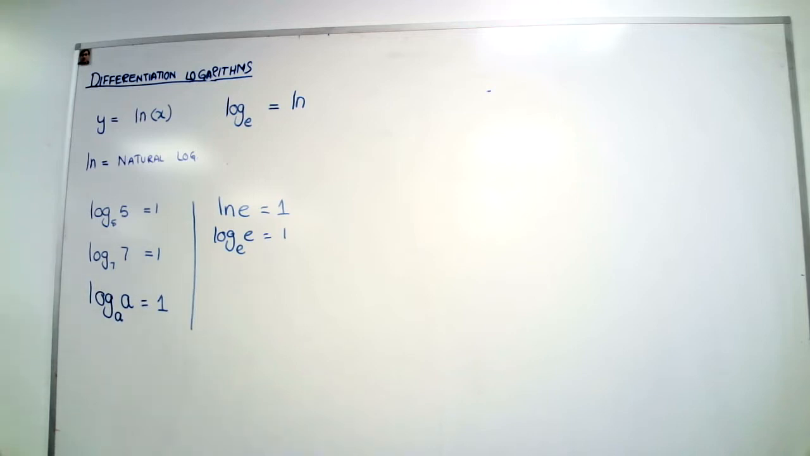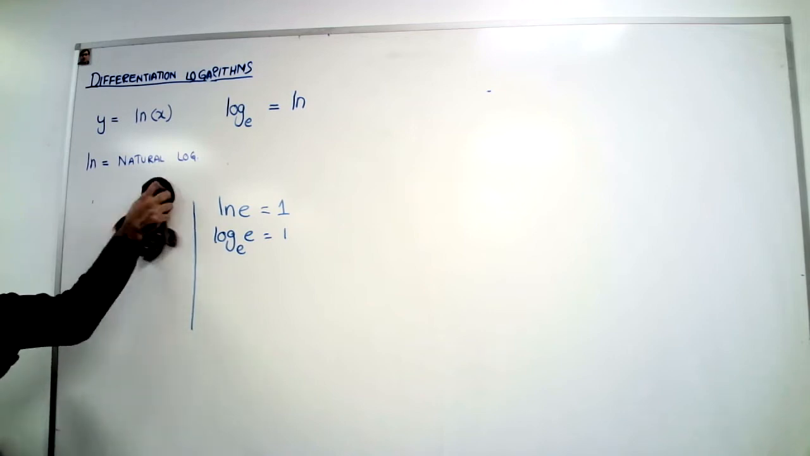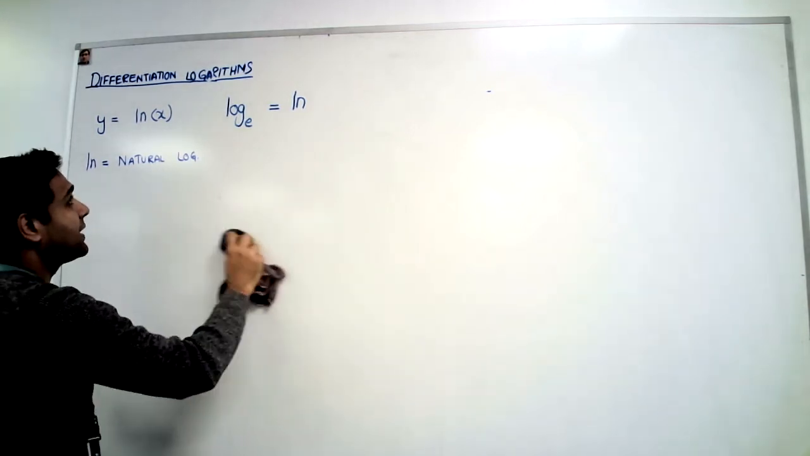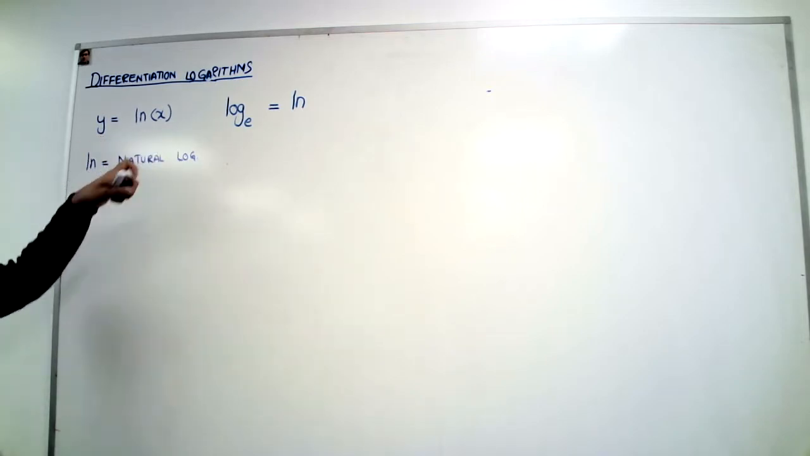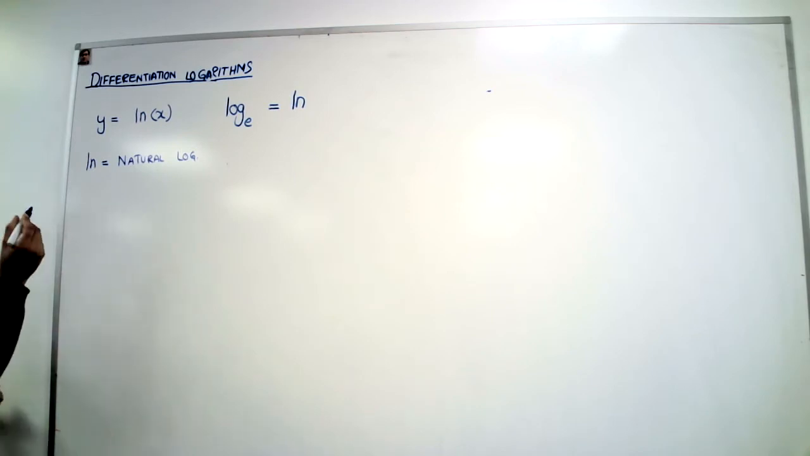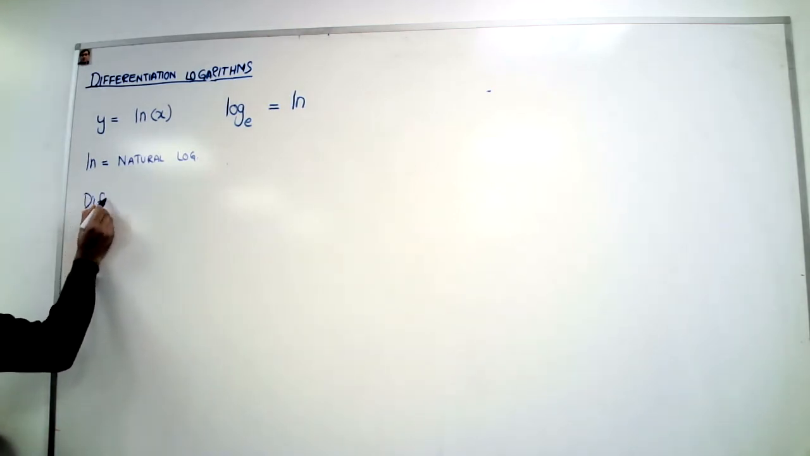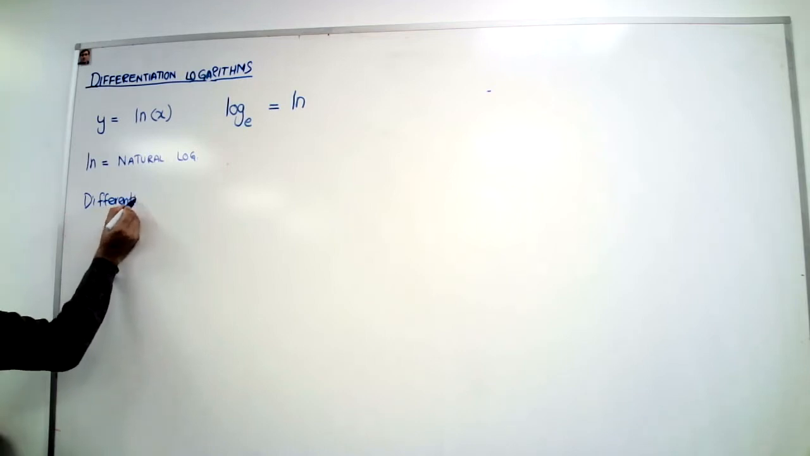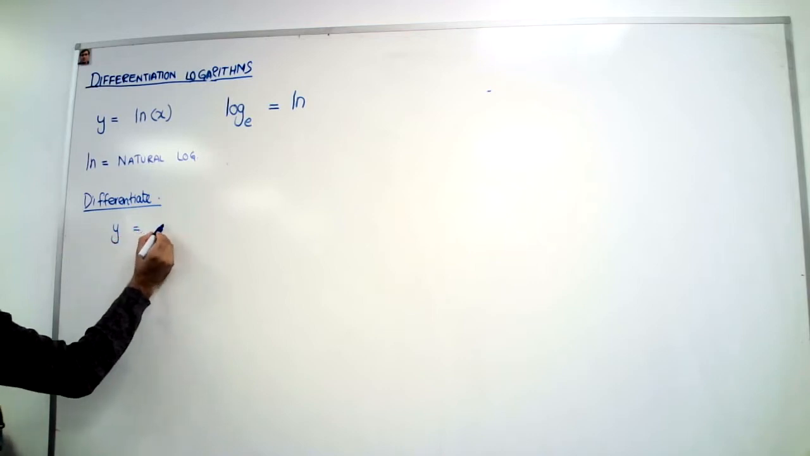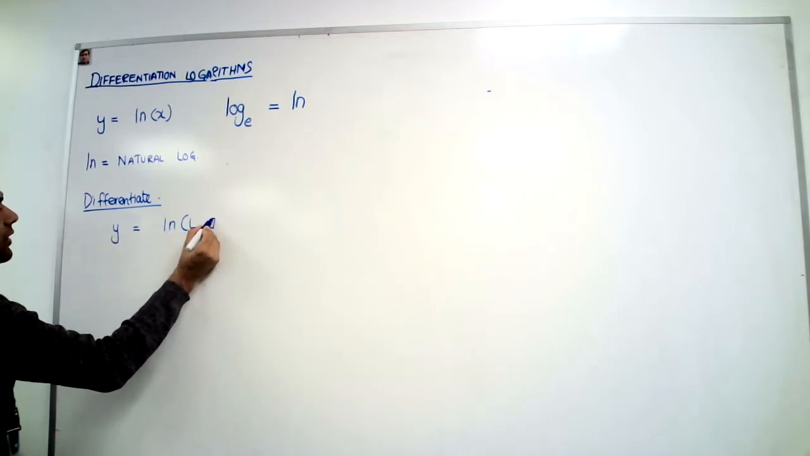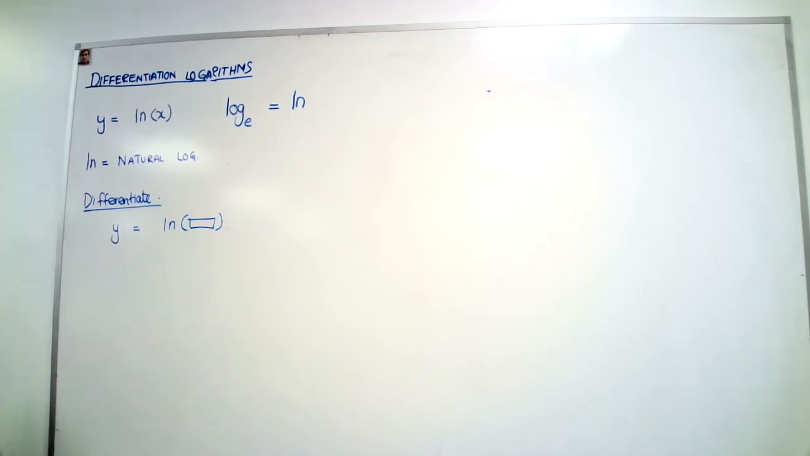So let me just clear this bit, and we come back to that one. Okay. Now, how do we differentiate the logs? Let's say I go y equals ln x. When I differentiate that one, let's say y equals ln of a box. In the box, there can be anything. Okay, so I want to differentiate it.